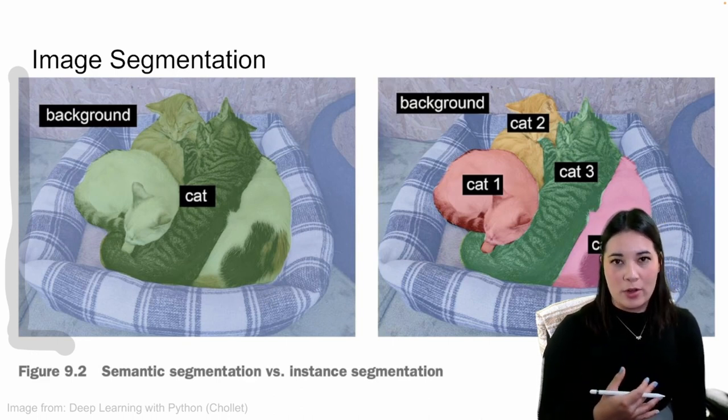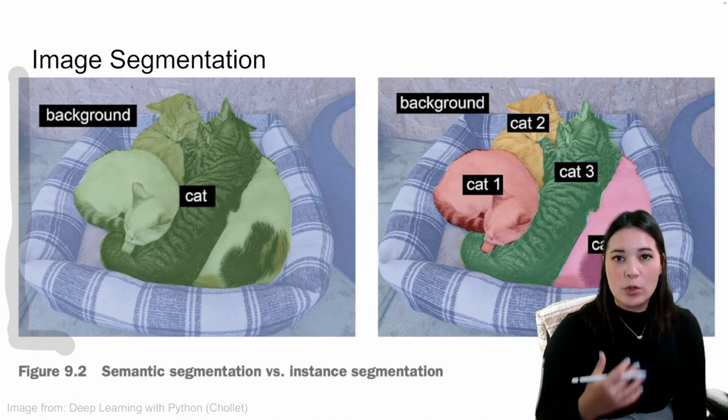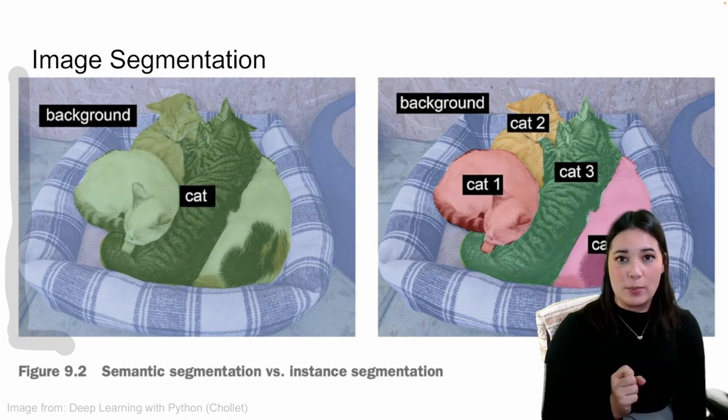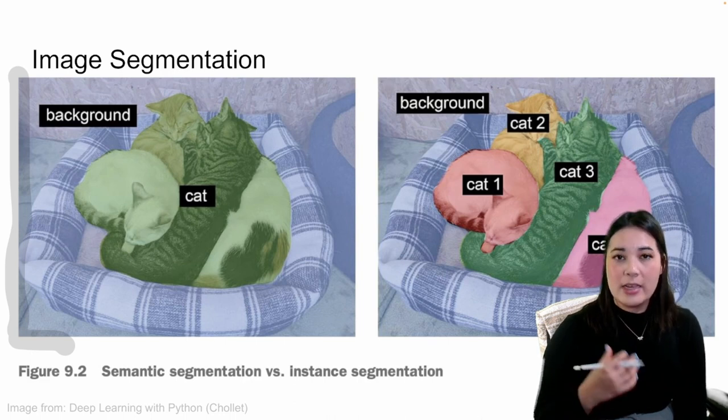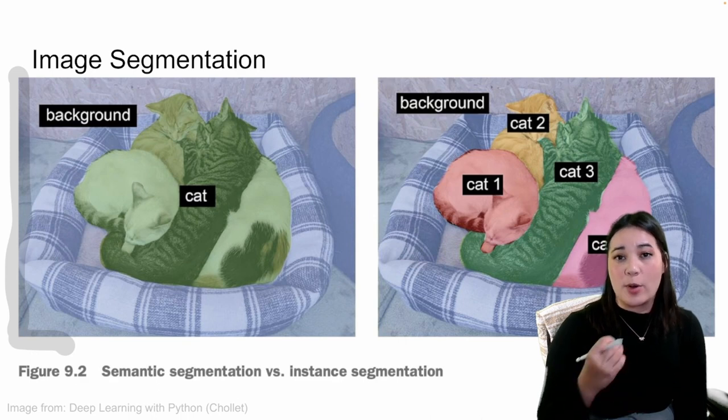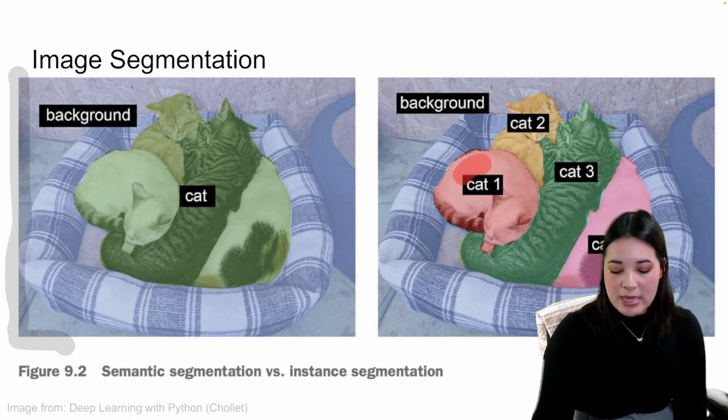If all we want is to know whether or not a given pixel is cat or not cat, we're doing semantic segmentation. This is where all of the cat pixels will be in one group and all of the non-cat pixels in another. However, we can also do something called instance segmentation. In instance segmentation, we not only want to know when a pixel is part of a cat, but also the individual cats that may be in the picture.